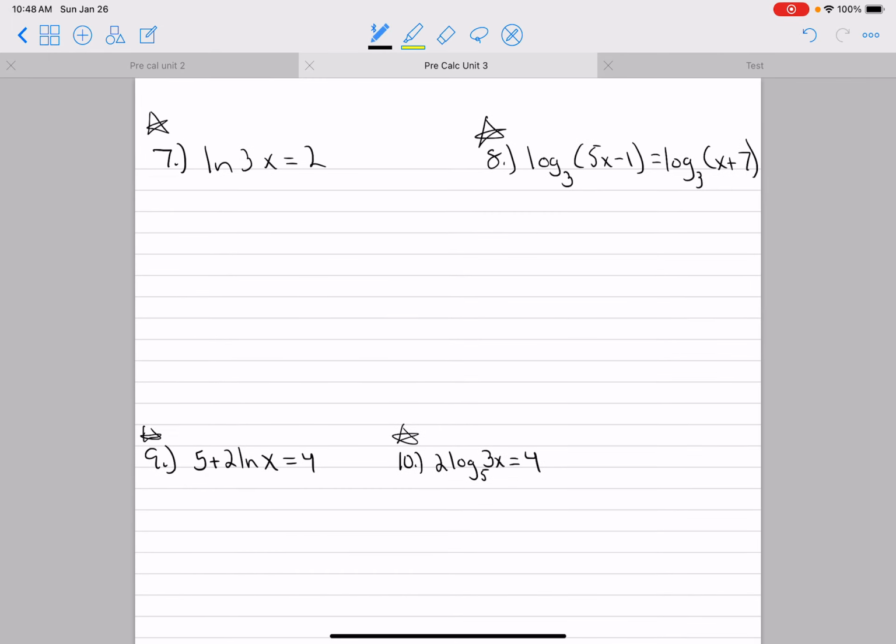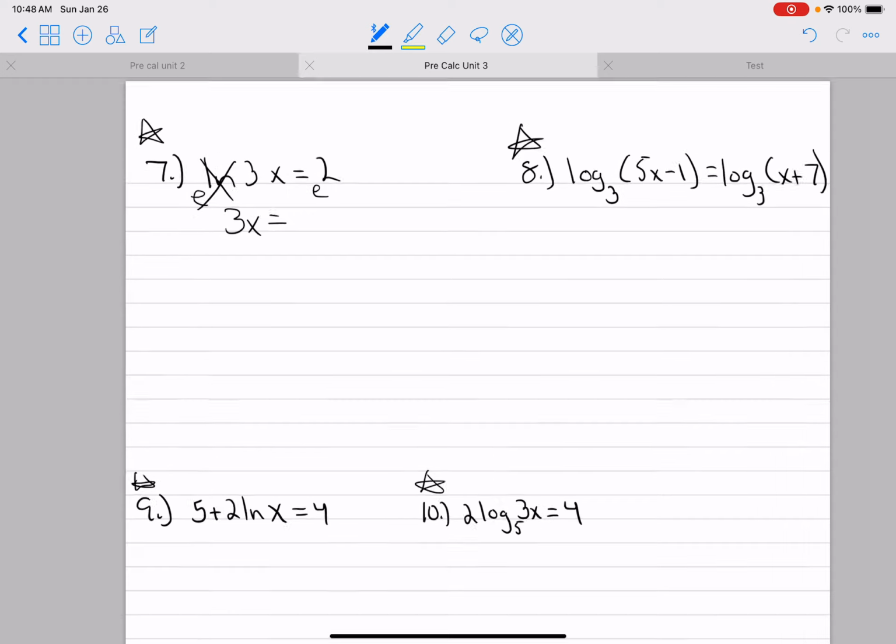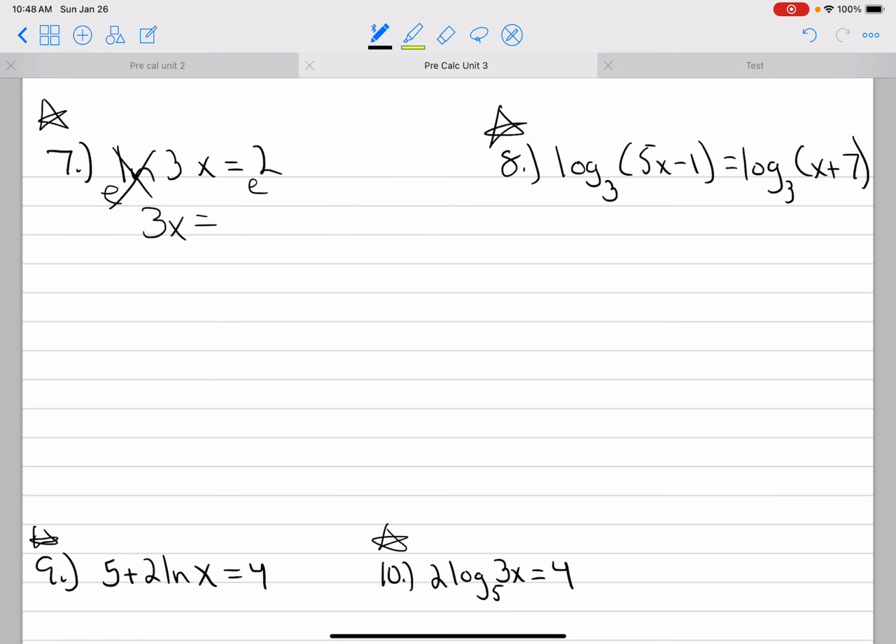So I'm thinking here, I got the ln of 3x, the natural log of 3x. How do I get rid of a natural log? Exponentiate it. So I go e. I end up with 3x equals e squared. Oh, now this is easy. Divide by 3. x equals e squared over 3.